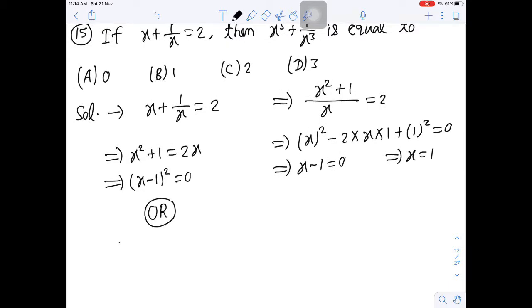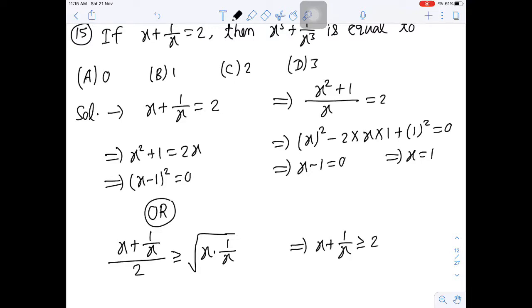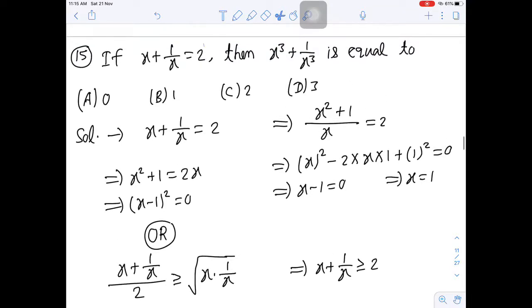Suppose you take the AM of x and 1 by x, so x plus 1 by x divided by 2. This will be the AM of x and 1 by x, and that will be greater than or equal to the GM of x and 1 by x. That would be nothing but the square root of x into 1 by x, that's nothing but 1. So you are getting x plus 1 by x is greater than or equal to 2.